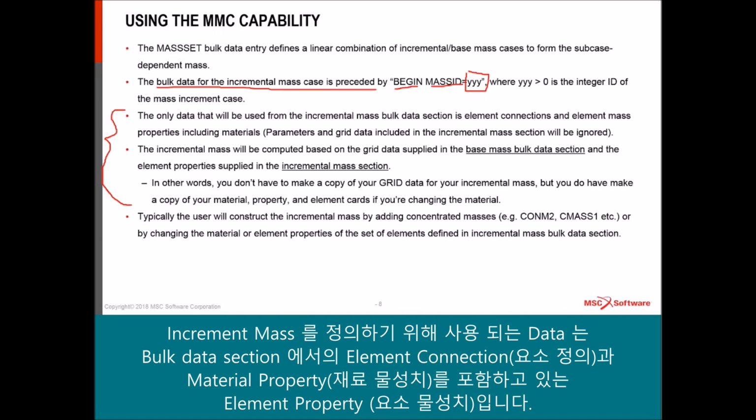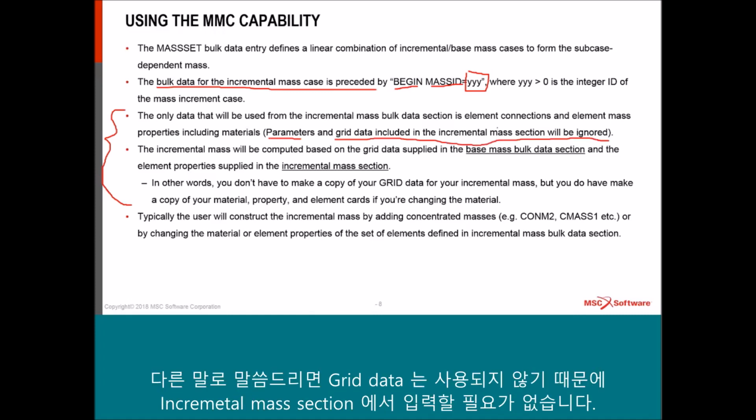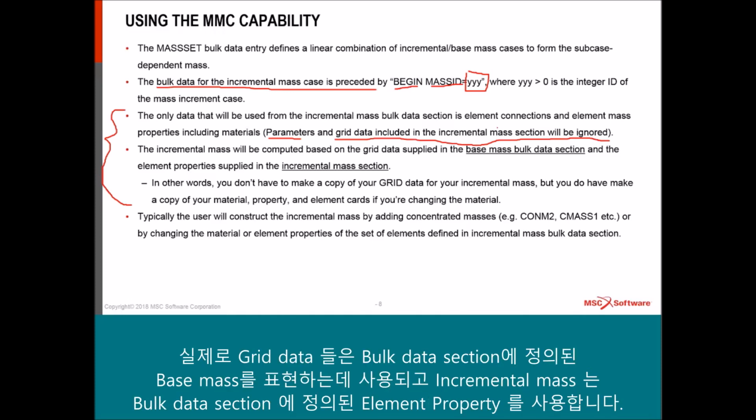So the only data that will be used from the incremental mass bulk data section is the element connections and the element mass properties, including materials. So parameters and grid data included in the incremental mass section will be ignored. In other words, you don't want to include any grid data in your incremental mass section because it won't even be used. What it's actually going to use is the grid data that's supplied in the base mass bulk data section, and then in the incremental mass section, the element properties are going to be used.